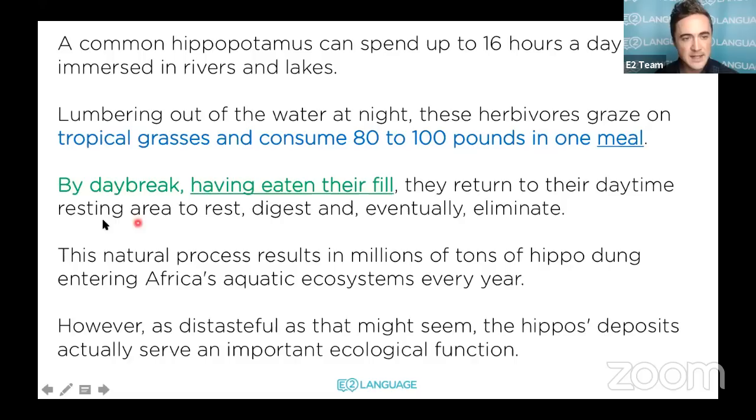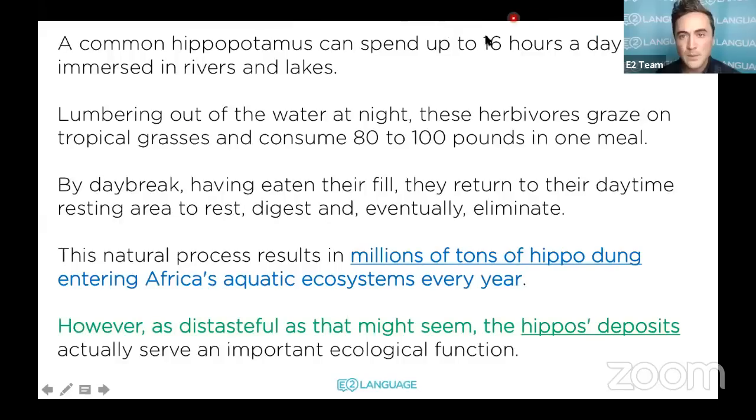They return to their daytime resting area to rest, digest, and eventually eliminate. Eliminate here is a euphemism for, how can I say this nicely? Well, hippopotamus taking a crap, right? So eliminate becomes this natural process. This is a very polite way of saying that, but anyway, eliminate here, the object, becomes this natural process in the subject. And here, millions of tons of hippo dung is mentioned in the subject as the hippo's deposits.